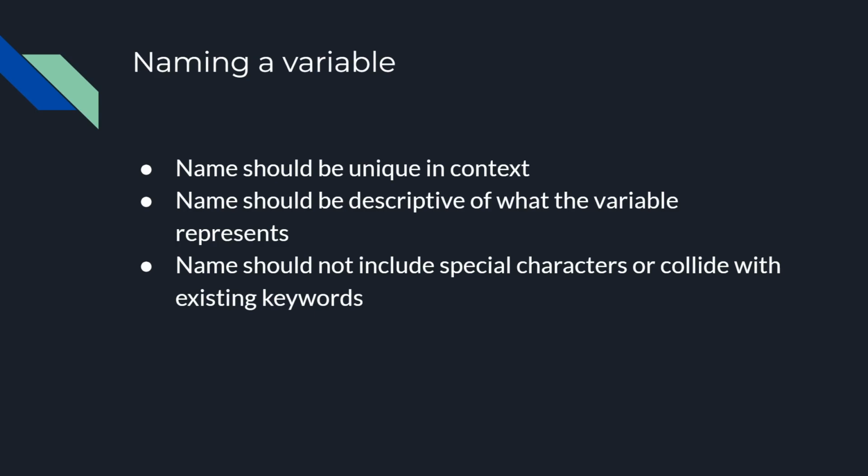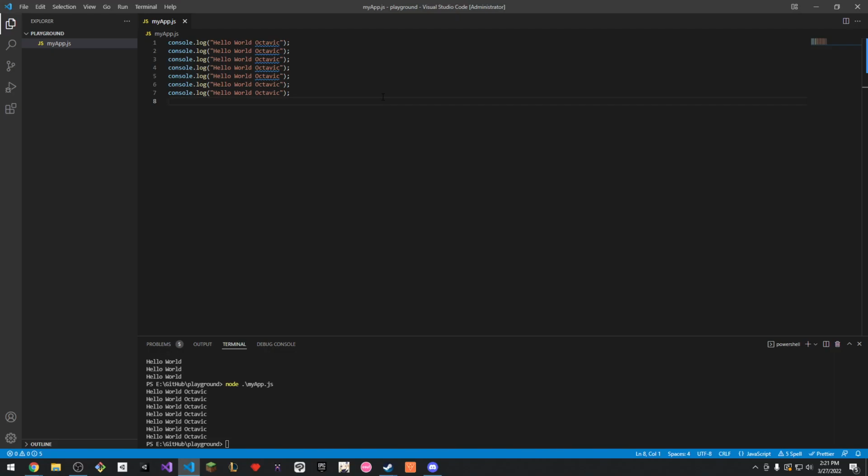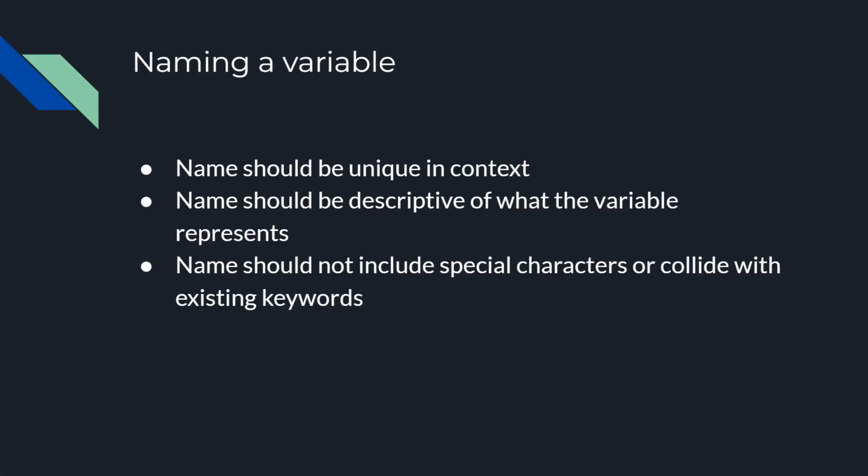So within context, which for now we just have one context, we have our basic file which does everything, but in the future, within context, your variable should have a unique name. And secondly, the variable name should be descriptive of what the variable represents. So let's say in our case, we're trying to print out a message. So I will call this variable message or welcome message, even more specific because it's saying hello world or welcome, whatever. And the last one, the name should not include special characters.